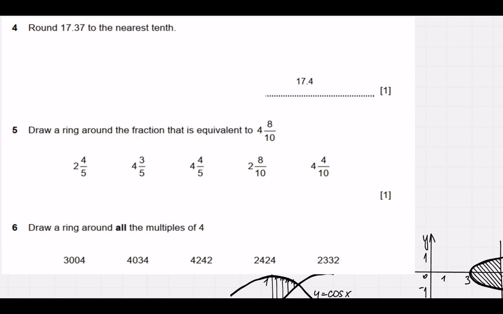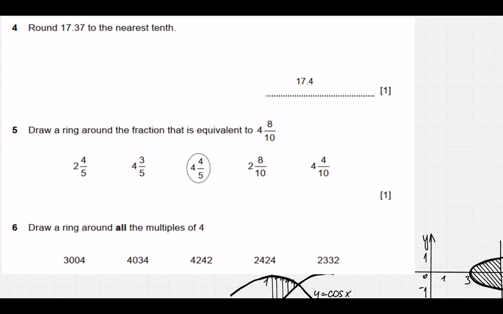Draw a ring around the fraction that's equivalent to 4 and 8 over 10. Remember, we will never simplify 4. 4 is the whole number. Keep it as it is. I will simplify 8 over 10. Both are even numbers, so can be divided by 2. 8 divided by 2 is 4. 10 divided by 2 is 5. So it will be 4 and 4 over 5.